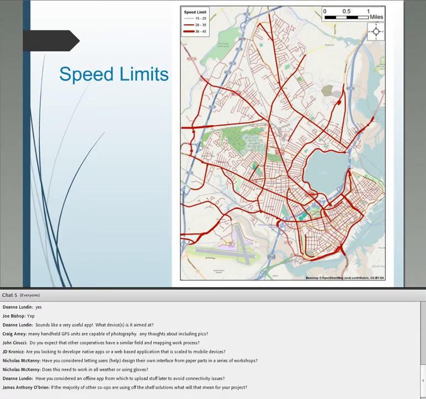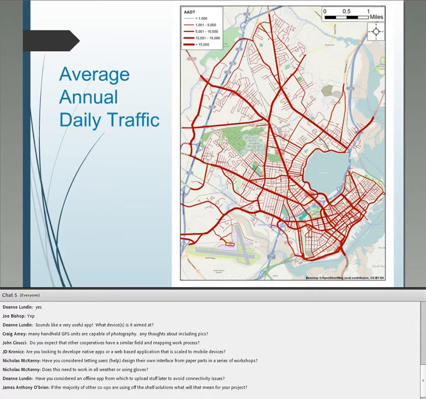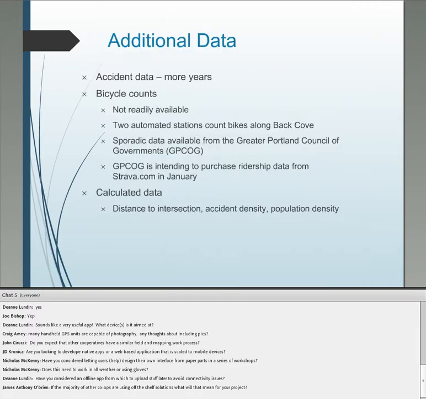I also have more quantitative data associated with each road segment that I could join with the crash data to perform an analysis. I've got the speed limits, which are shown here, and the average annual daily traffic as well. I am looking for additional data. The accident data, like I said, I just got some, so hopefully that helps out a lot.